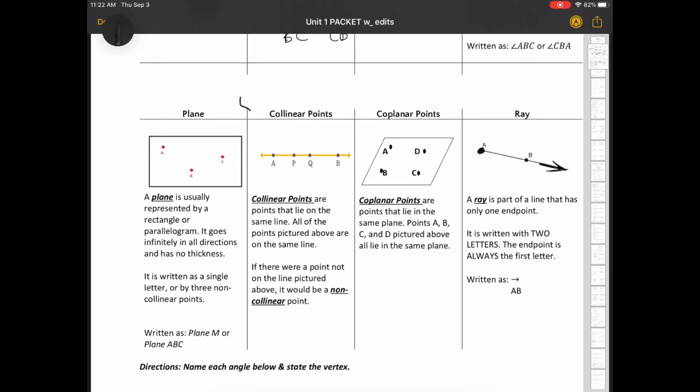So it is written with 2 letters. This one has A and B. And the endpoint, when we label it, is always the first letter. As you can see here, the proper notation would be AB, again with a line with an arrow only on one side of it. Now, it would not be appropriate to call this BA. That is because B is not the endpoint. So make sure you take notice of that.